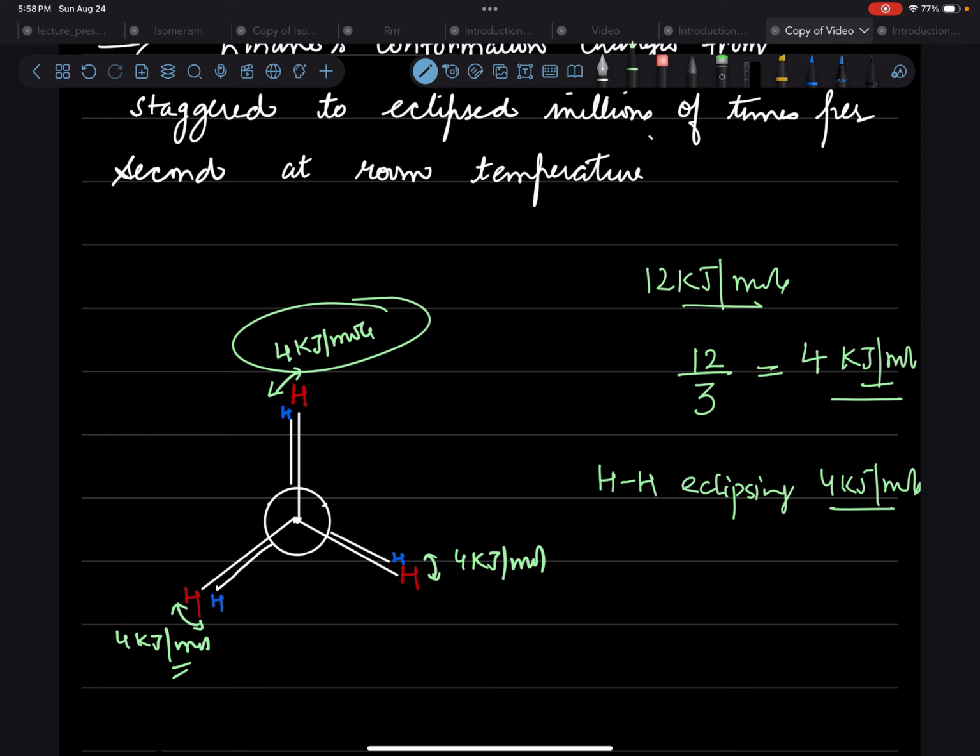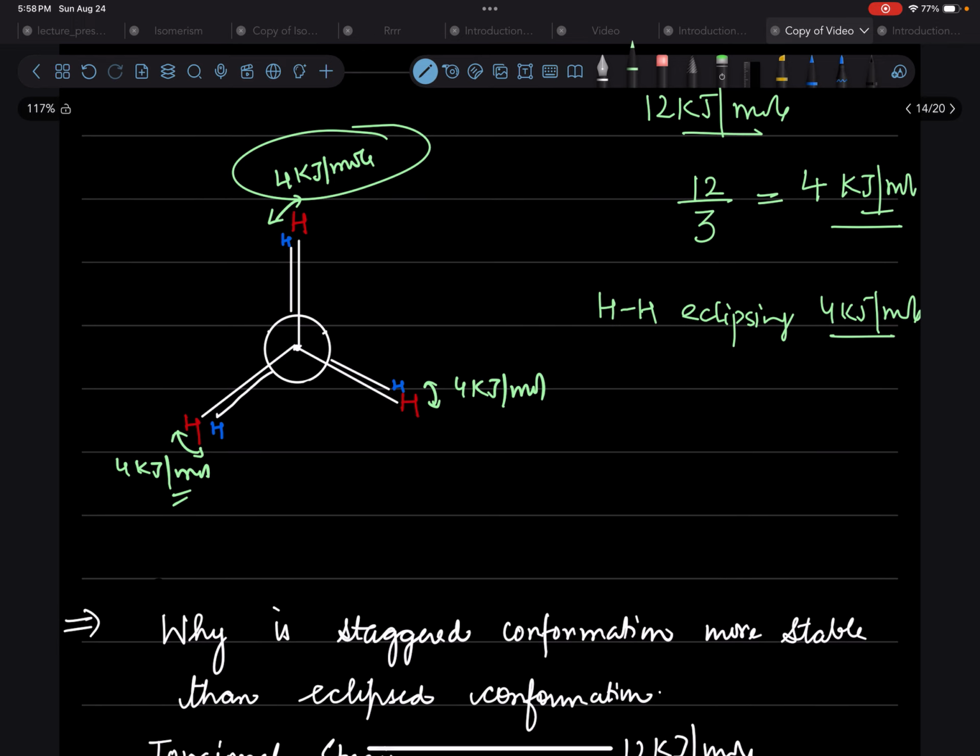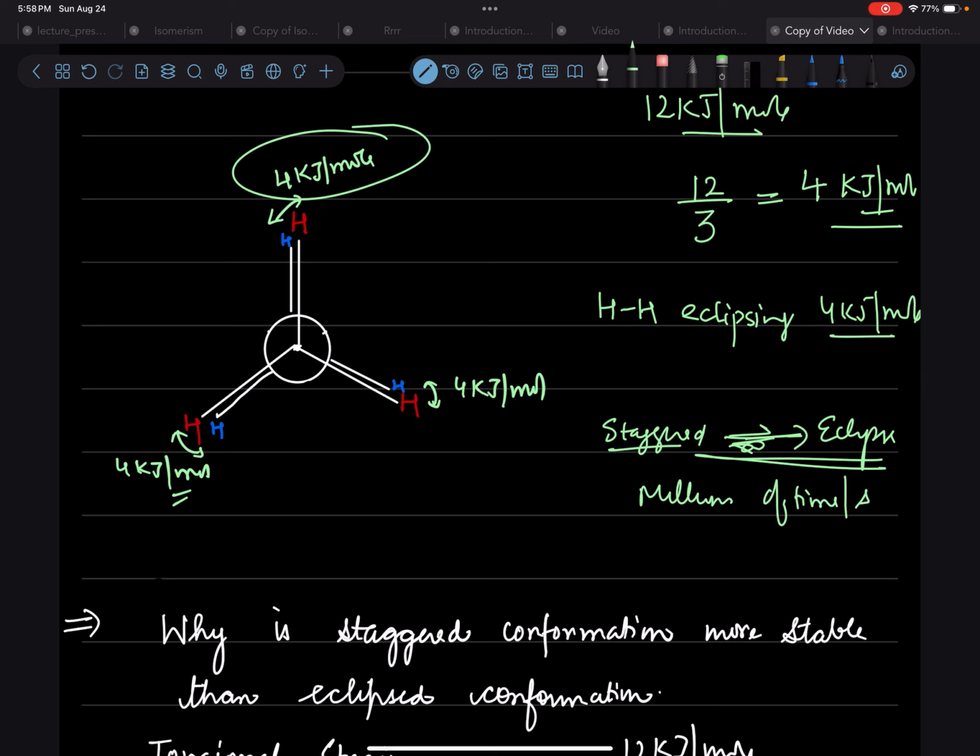At any given time, the staggered conformation is changing to the eclipsed one. This change from staggered to eclipsed and from eclipsed to staggered is happening millions of times per second. Like in 1 second, they're changing millions of times.